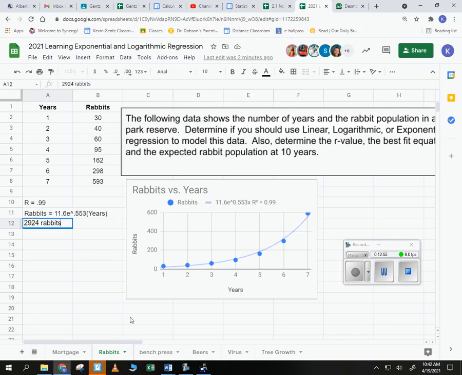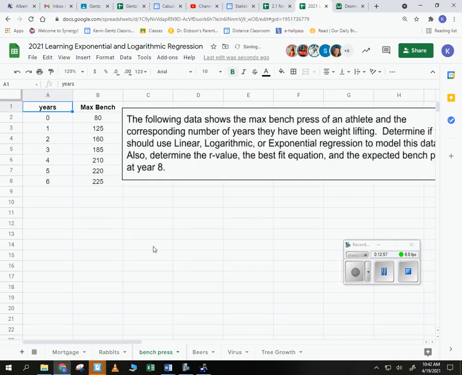Okay, our last option, flip over to bench press. The following data shows the max bench press of an athlete and the corresponding number of years they've been weightlifting. Determine if you should use linear, logarithmic, or exponential. Determine the R value of the best fit equation and the expected bench press at year 8. So we've already talked about this. We would expect to be logarithmic.